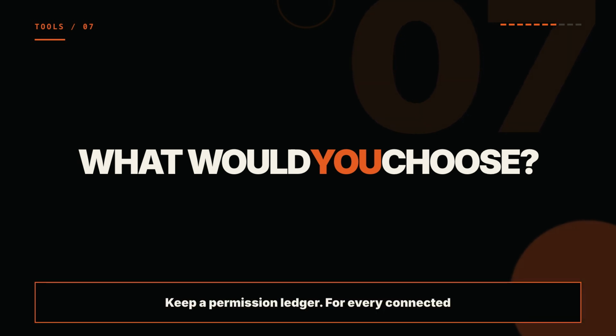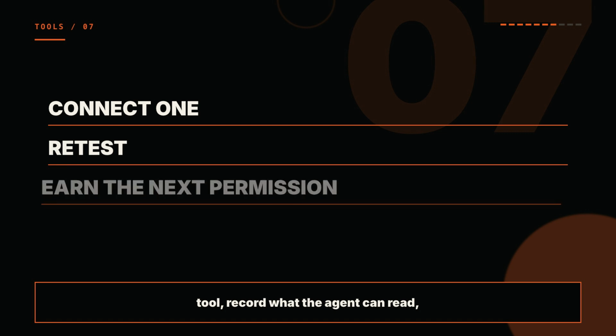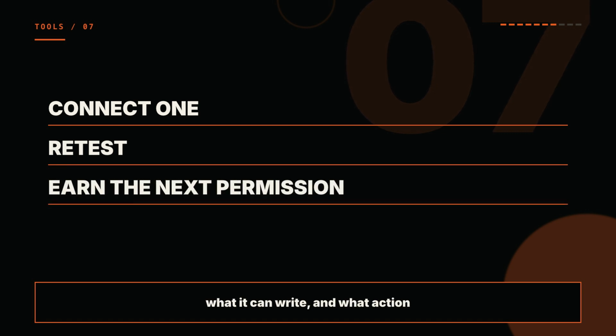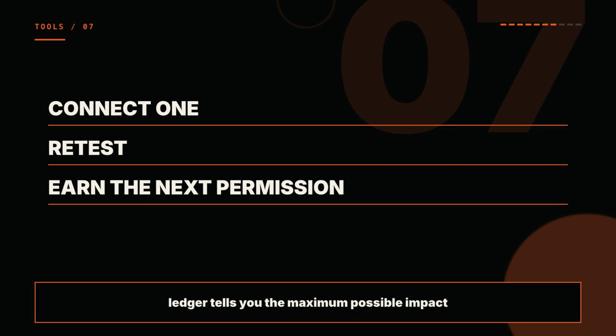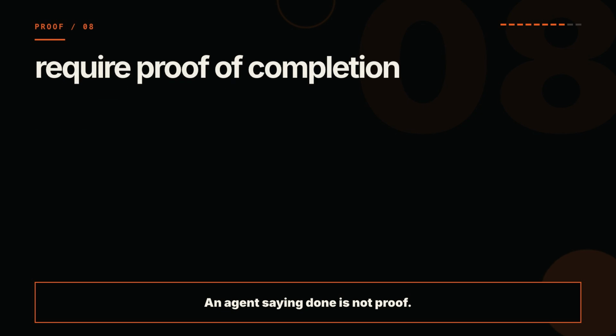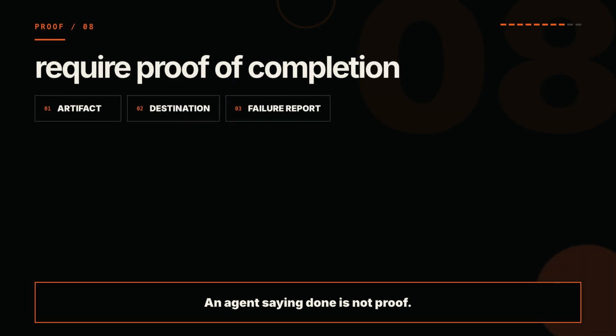Keep a permission ledger. For every connected tool, record what the agent can read, what it can write, and what action requires approval. When something goes wrong, this ledger tells you the maximum possible impact and which permission should be removed. An agent saying done is not proof.